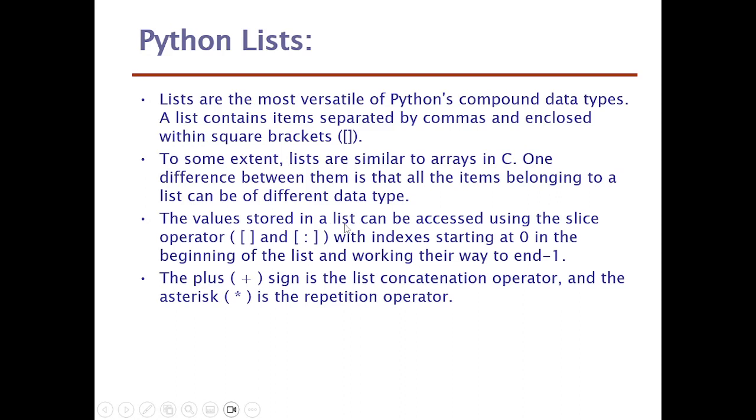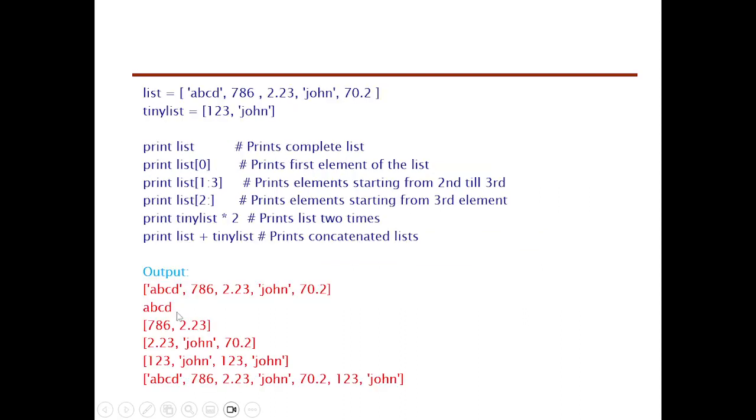The values stored in a list can be accessed using the slice operator, with indexes starting at 0 at the beginning of the list and working their way to the end -1. The plus sign is the list concatenation. Same as with Python strings, we also have the plus sign for concatenation and the asterisk for repetition. So these are the examples of the list.